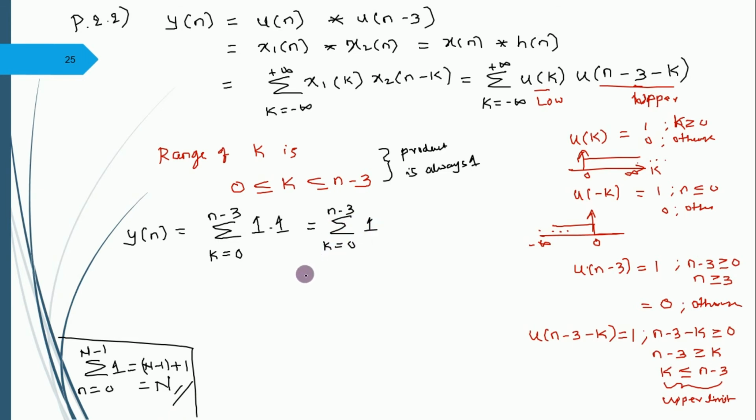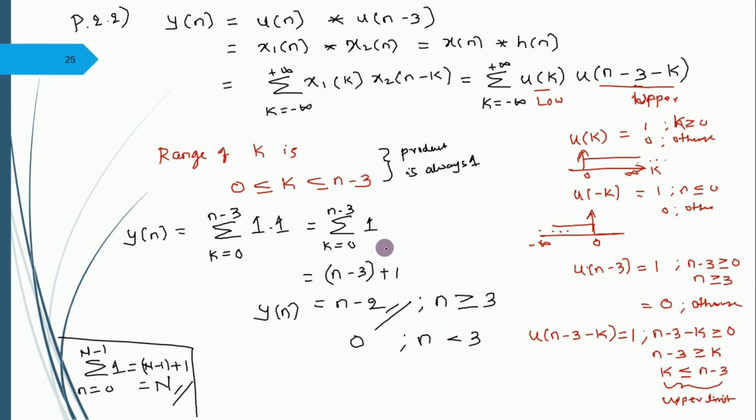So similarly, if we apply here, what do you get? Whatever upper limit I am having plus 1. It will just result in n minus 2. y of n value is n minus 2. That's the answer. And this answer is valid only for n greater than or equal to 3, and 0 for n less than 3. That you should remember.